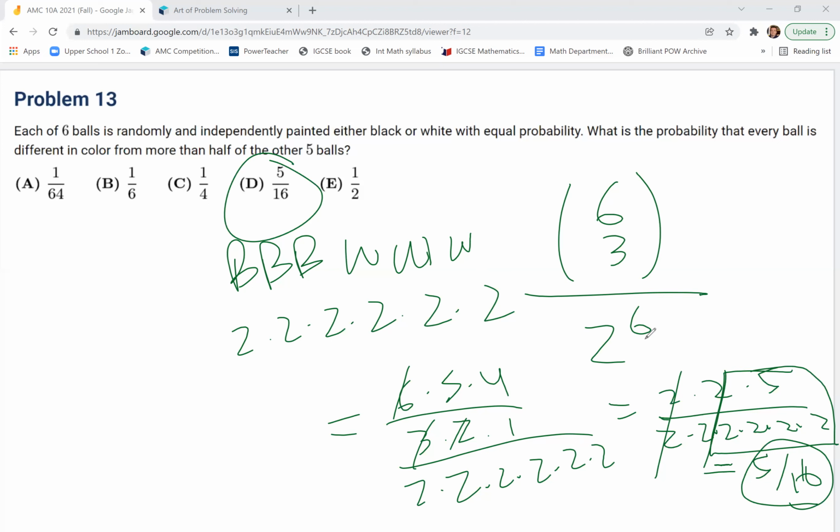So I thought this one really wasn't that hard. For a probability question, it wasn't. I've definitely seen worse, so I didn't think it was really that bad.